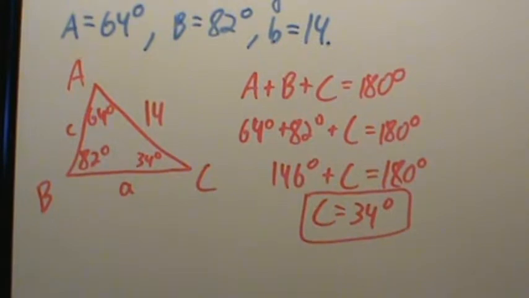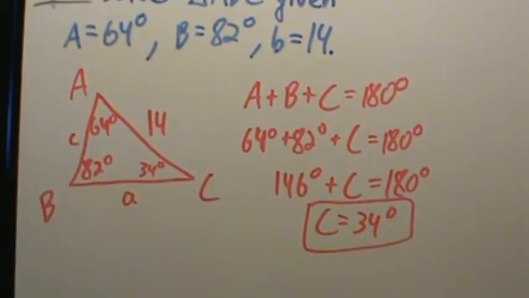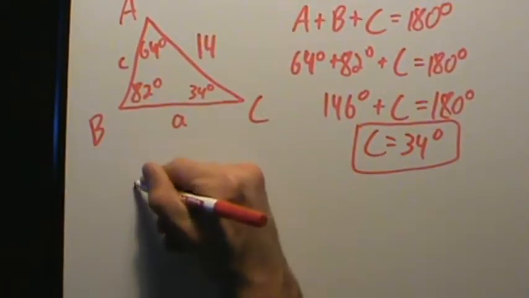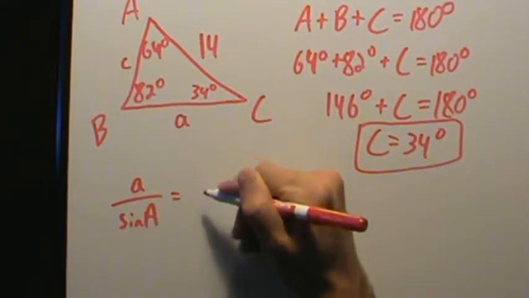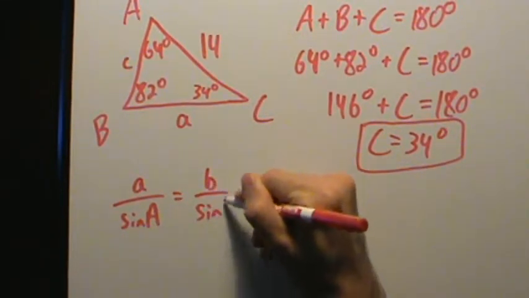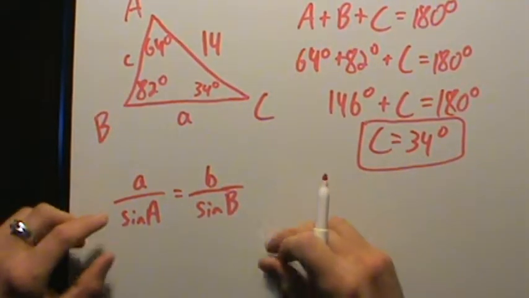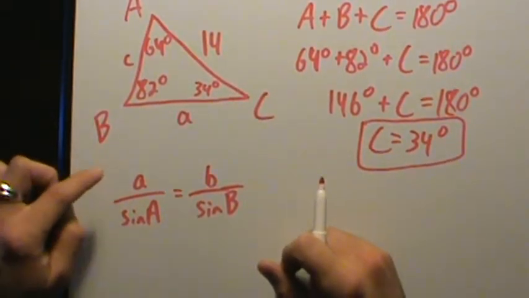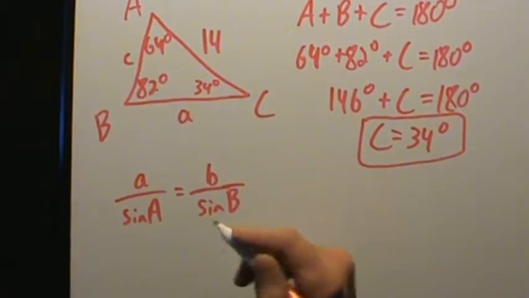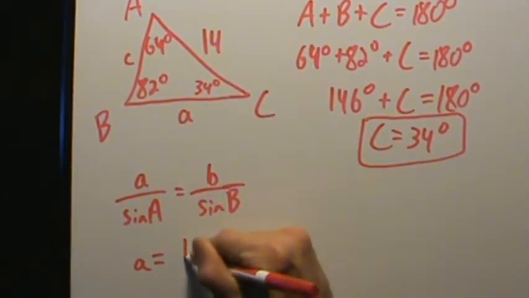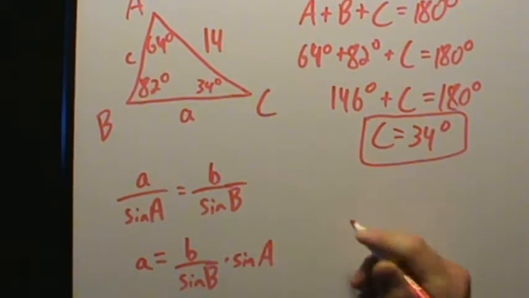Now we need to get little a and little c, and we can use the law of sines to do that. Let's say little a over sine of capital A equals little b over sine of capital B. Remember, the law of sines comes in a couple different forms. You can write it like this or with the reciprocals. It's more useful like this because we're trying to find little a, so it's better to have little a in the numerator. Multiply both sides by sine of A, and we get a equals b over sine of B times sine of A.